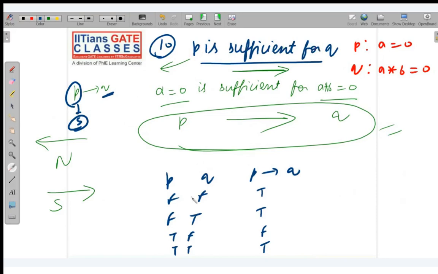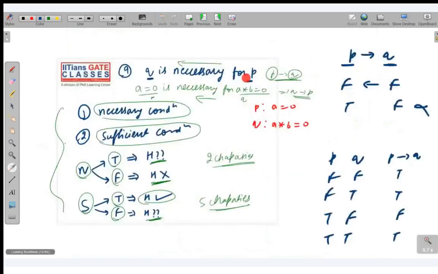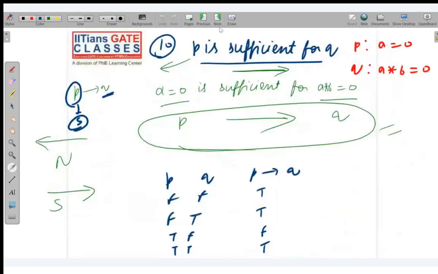So P is sufficient for Q means what? If P is true, then Q must be true. Hence P is sufficient for Q. And when P is false, Q can be true or false. It hardly matters to me. So that's why I'm saying P is sufficient for Q, and Q is necessary for P. You have to remember this. In the case of P implies Q, P is sufficient for Q and Q is necessary for P. Okay, this is the rule. I hope everything is fine.